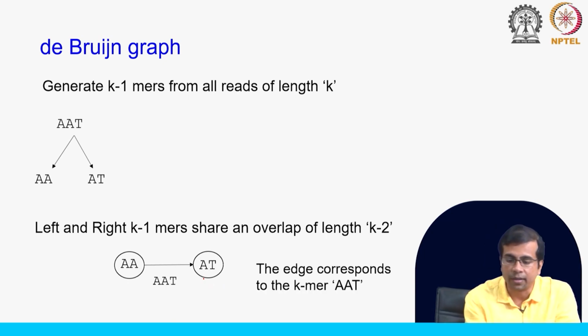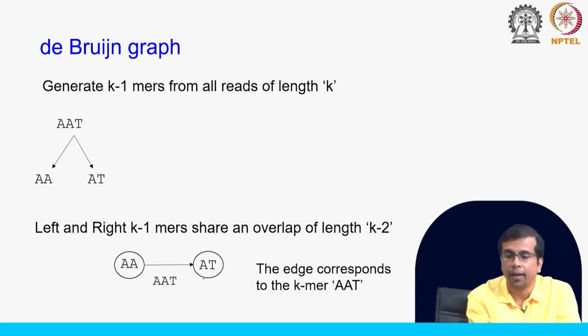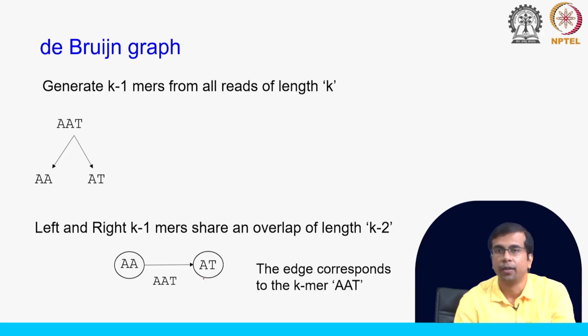The edge that we see, if we actually traverse through this edge, this corresponds to this k-mer AAT. Because if we merge this, the overlap is 1 base. So, once we traverse, we can merge these nodes, and this will correspond to the k-mer or the read AAT.